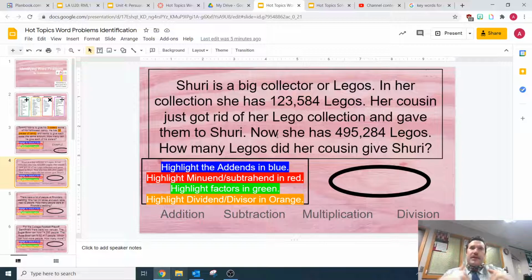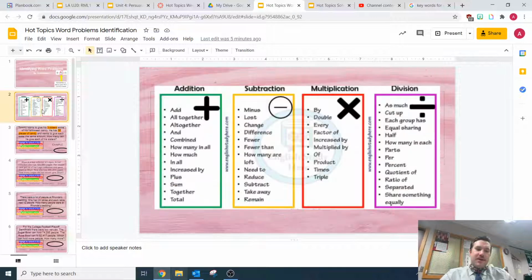Now we're looking at the words and trying to figure out how they help us figure out if it's multiplication, division, or subtraction. Then you are using those to help you solve the problem. So you guys are going to be identifying some word problems this week and then solving them in part 3.